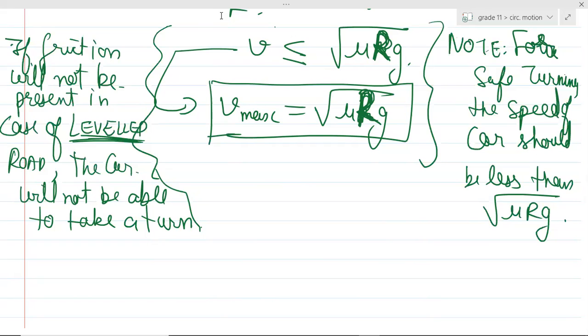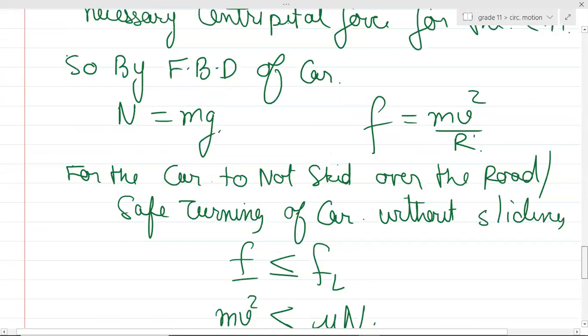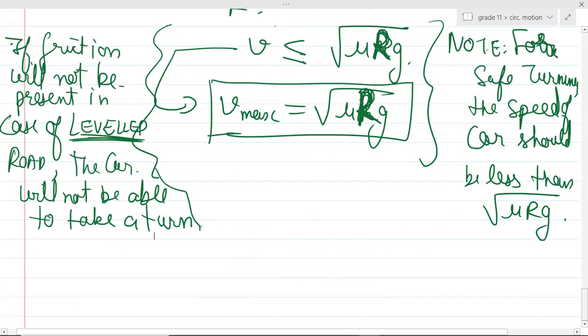If friction is not there, the car will not move in a circle. Yes, exactly. It will keep on moving straight. It will move in a straight line path. It will not be able to take the turn. Okay? Is this clear, guys? Yes, sir. Take the next.